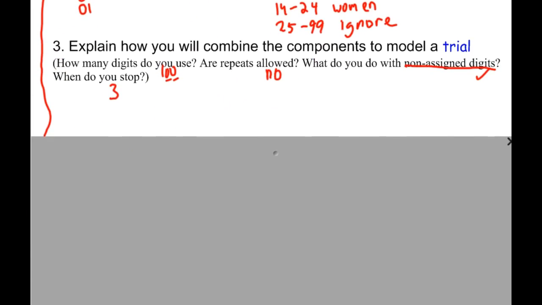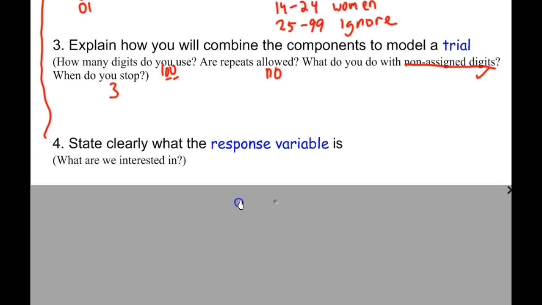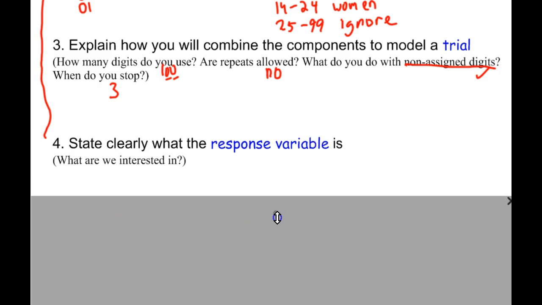Okay. Now we're to our fourth step. State clearly what your response variable is. So remember, explanatory is our x. We know that. Response is the measured variable that we're measuring. What are we interested in? We are interested in how many guys, how many girls were hired. After the 3 hires are made, is it all girls, is it all guys? And really, we're most interested in, is it all girls? That's the result we're most interested in.